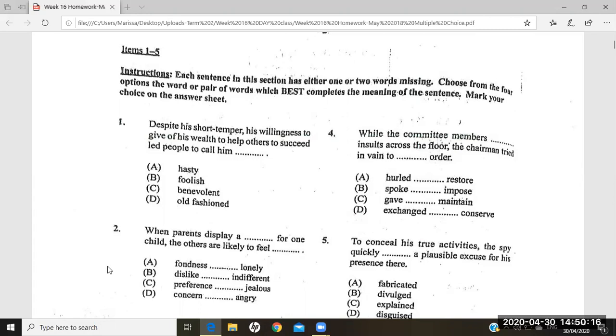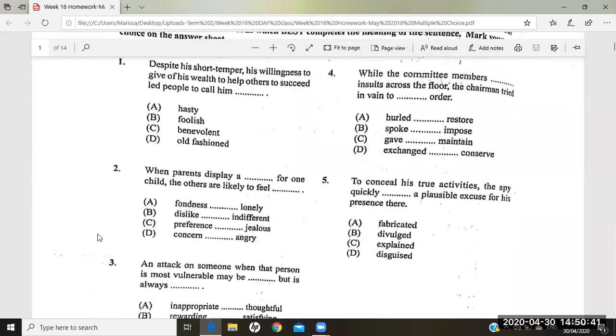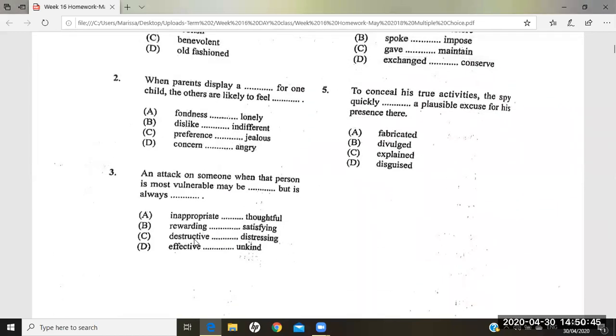Number two says, when parents display something for one child, the others are likely to feel something. So when parents display a liking for one child, the others are likely to feel one. So what is your answer, Shalanda? Yes, the answer is C, preference and jealous. Very good. Number three, an attack on someone when that person is most vulnerable may be something, but it's always something. So what answer did you have for number three? Very good. It is D, effective, but it is always unkind. Great job.